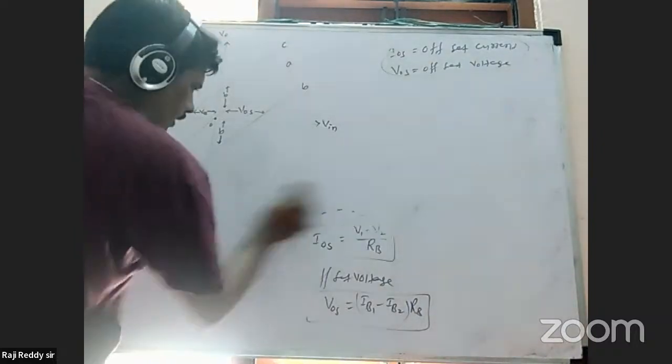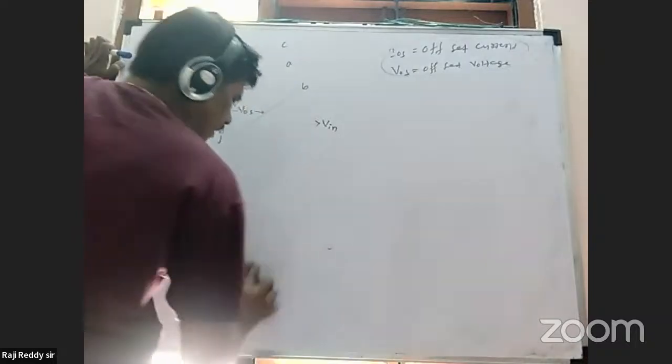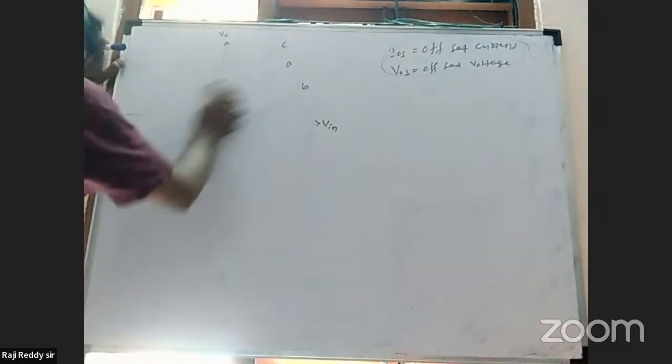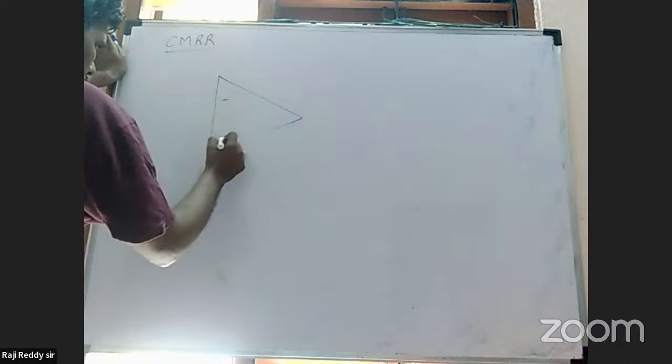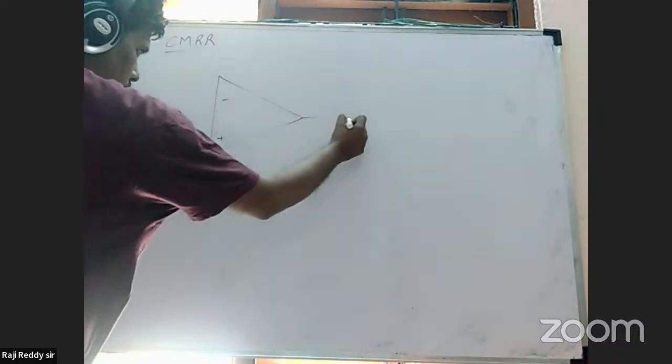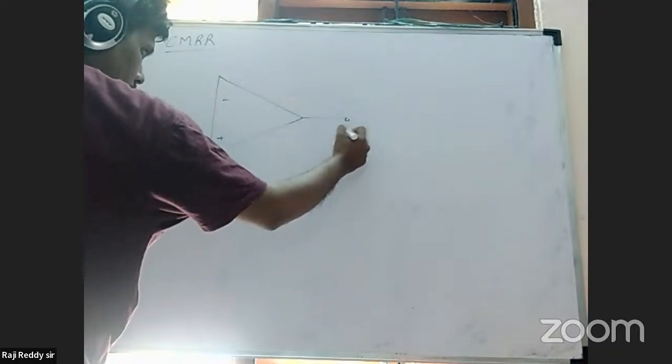Offset current, offset voltage, next CMRR, the common mode rejection ratio for an operational amplifier. CMRR, common mode rejection ratio condition. We can take the operational amplifier with inverting and non-inverting, both combinations. Based on your possibility, you can consider whichever is easier.